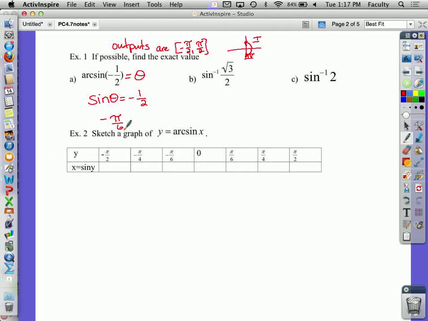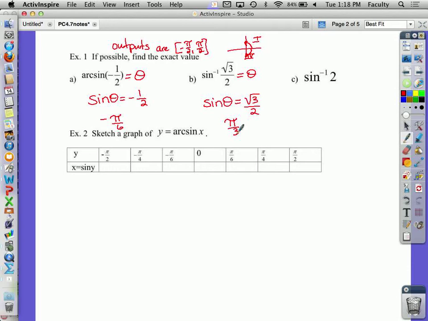Let's look at this one. Letter B. I'm asking myself the sine of theta equals radical 3 over 2. Well, my options are first quadrant or fourth. Because it's positive radical 3 over 2, I'm in the first quadrant. So what's the reference angle? What's theta? 60. Okay, it's pi over 3. Something I need to mention is that inverse trig values are always radians. They're not in degrees, okay?